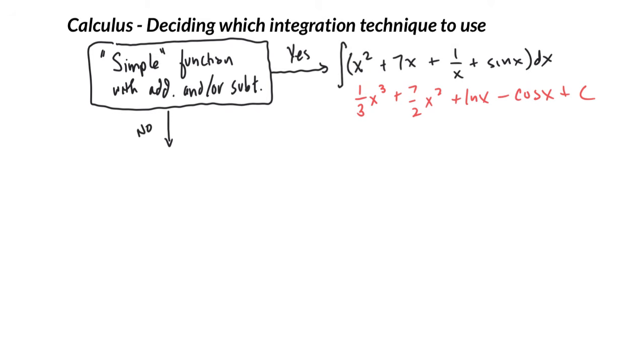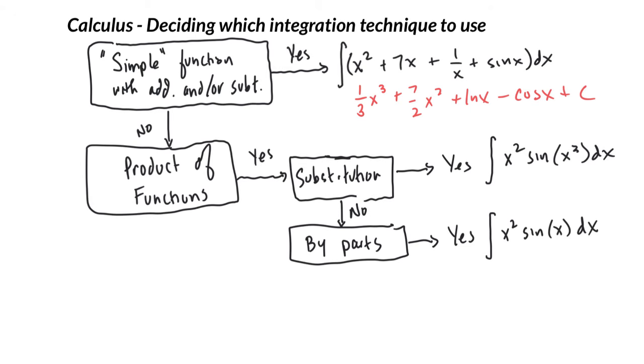next I look for if I instead had a product of two functions. So two functions multiplied together. I'm trying to integrate f of x times g of x. So not a bunch of pieces added or subtracted, but rather pieces that are multiplied together. The first thing I would look for if it's a product is, will substitution work?